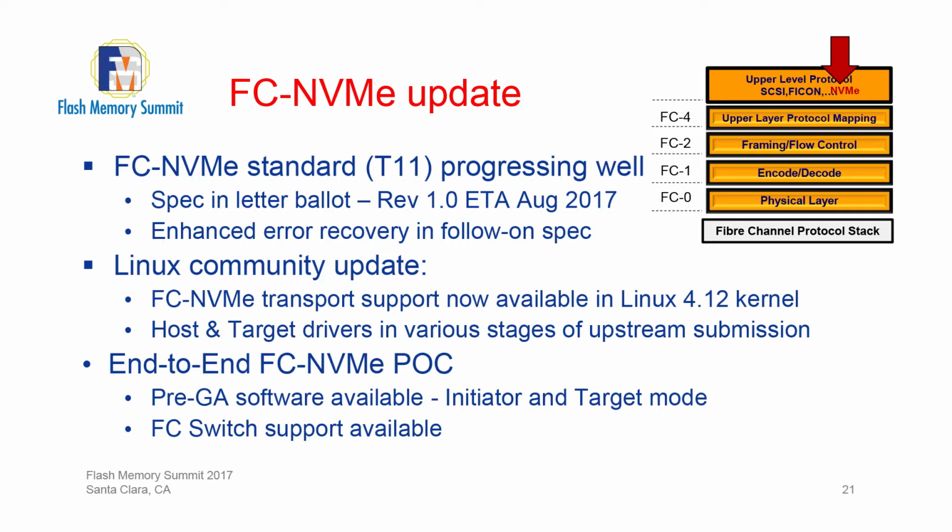FC is a protocol that was built from the ground up for storage, and it does storage only. So today, Fibre Channel carries SCSI and FICON, and now we're adding another protocol mapping called NVMe, which is really a ULP, or upper level protocol mapping. So that's where it sits. The reason I'm showing this picture is that all the underlying layers you can leverage for your FC-NVMe transport.